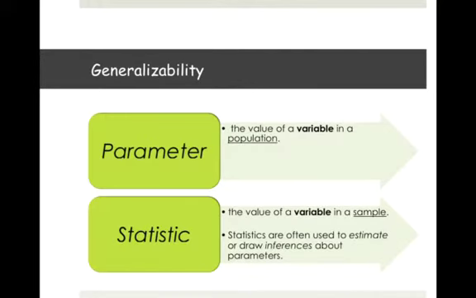And then there's this piece about generalizability, and that's one of the powers of statistical research, is that you can generalize it to the larger population. So you have the parameter, which is the value of a variable in the population. Remember, that's the big group. And then you have the statistic. And so we're dealing with statistics because we're dealing with the value of the variable in a sample. We can't get kids from all 50 states. We can't do the experiment in multiple places all at once. So we're going to choose a sample that's representative of that larger population. And so we use statistics to estimate or draw inferences about those parameters. And that's how we get to generalizability.